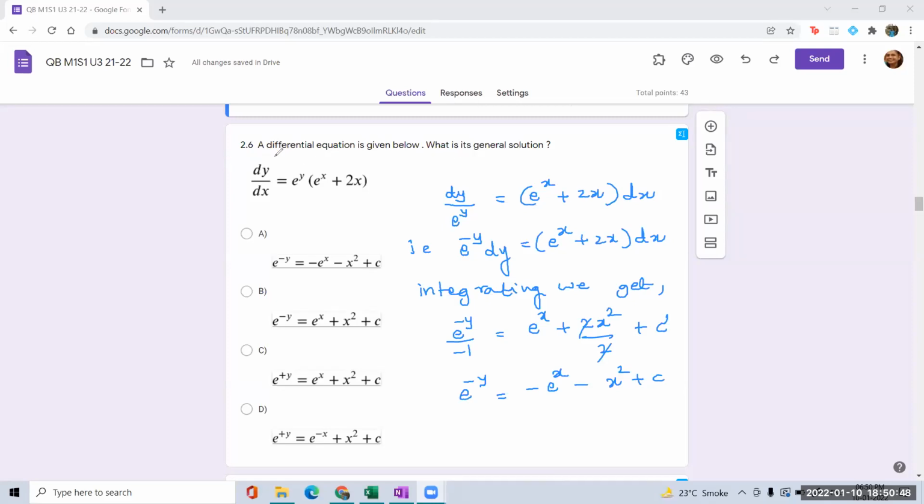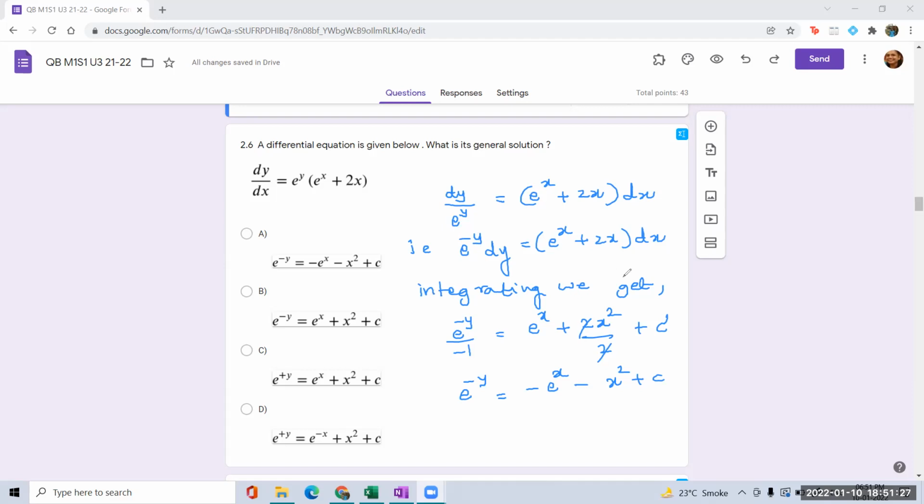Same way, the next question, a differential equation is given below. What is its general solution? Here, dy/dx is equal to e raised to y into e raised to x plus 2x. The terms are not separated. What you should have is, with dy, there should be only a term of y, and with dx, there should be a term of x. So on simplification, I shift e raised to y to the left-hand side and dx to the right-hand side. Then I shift the e raised to y term to the numerator, so it becomes e raised to minus y.